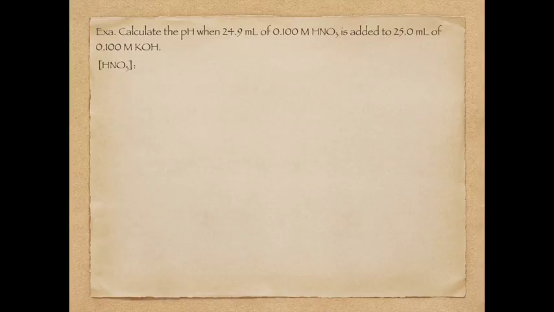So for the nitric acid, the initial concentration is 0.100 molar. That equals however many moles, divided by the initial volume in liters. So I move that decimal place over 3 places, and I can find the number of moles of nitric acid really easily. It's 0.00249 moles. To find the new concentration, I now need to divide that by the total volume, which is now going to be 49.9 milliliters because I added the two volumes together, or 0.0499 liters. And so the concentration I get for nitric acid is 4.99 times 10 to the negative second molar.